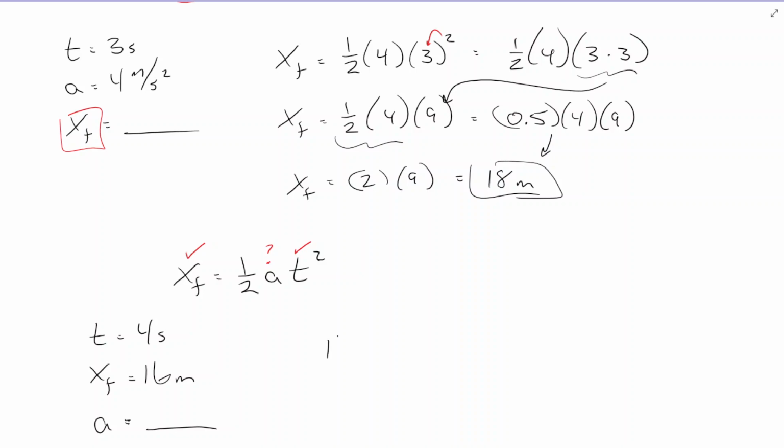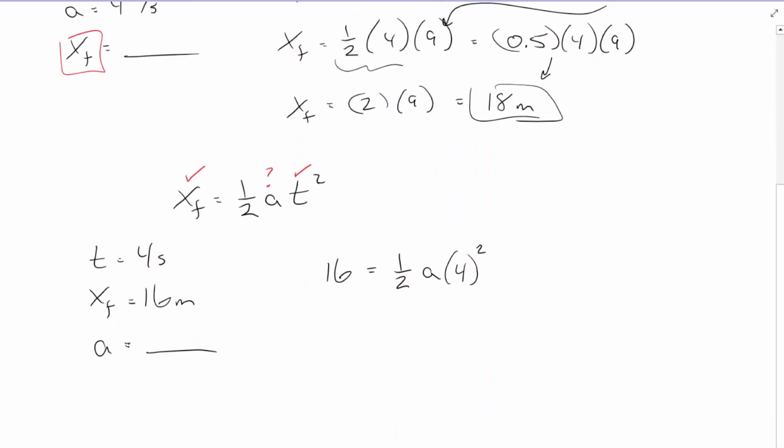I know that x final is 16. And that is equal to 1/2 times the unknown a times t squared. So that would be 4, and we square the 4. So what we do now is we need to isolate a. So a couple options here.